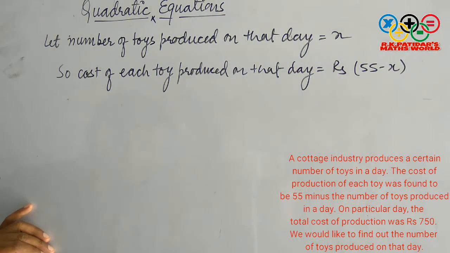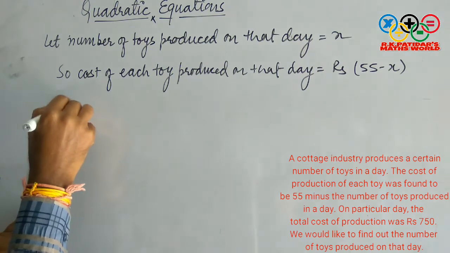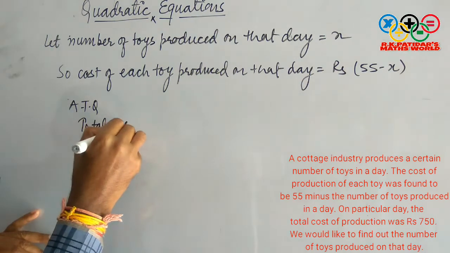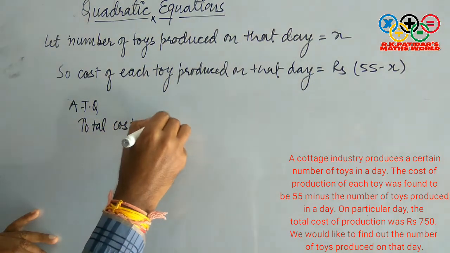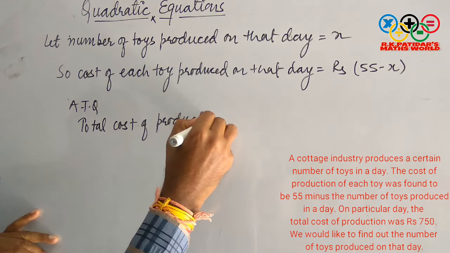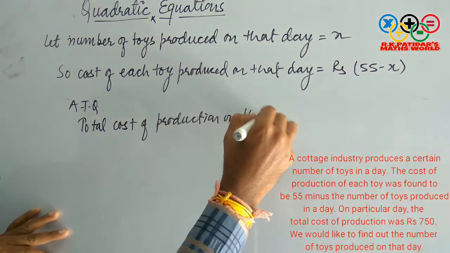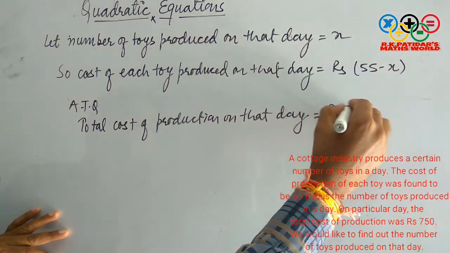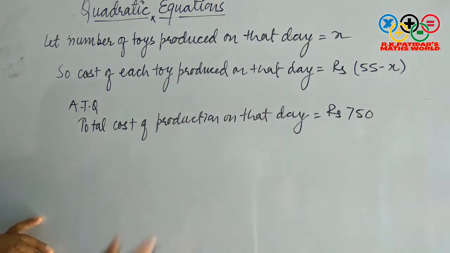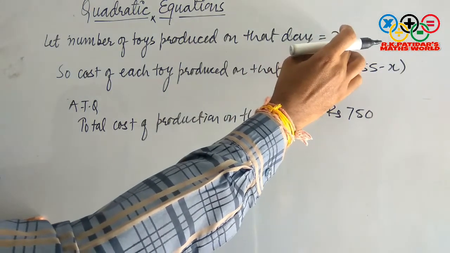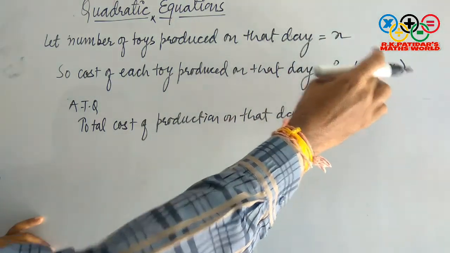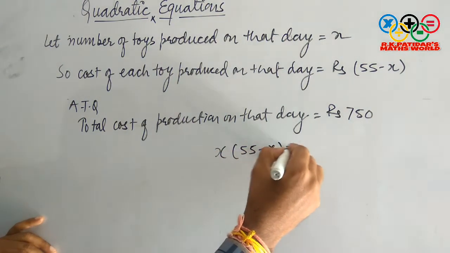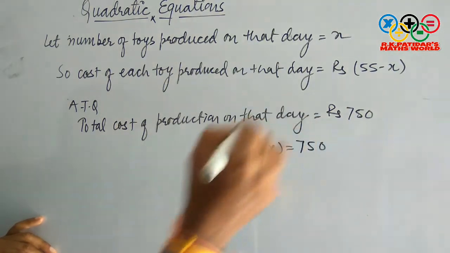And also it is given that the total cost of production on that day is rupees 750. So the number of toys is x and the cost of each toy is 55 minus x. We will multiply these two, and we get the total cost, which is equal to 750.